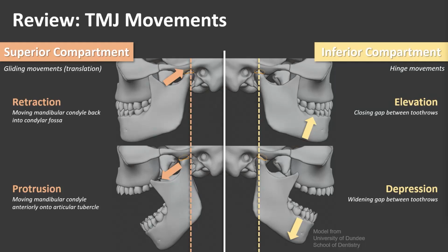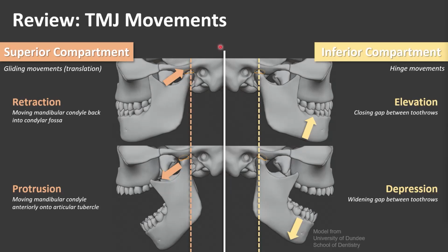So to start off with, I am going to just do a quick review of exactly which movements we're talking about here. So recall that the TMJ is separated into two compartments by its articular disc. The superior compartment in orange sits between the articular disc and the temporal bone, and this is where gliding motions happen. So we have protrusion, moving that mandibular condyle forward onto the articular tubercle, and then retraction, moving the condyle back into the mandibular fossa.